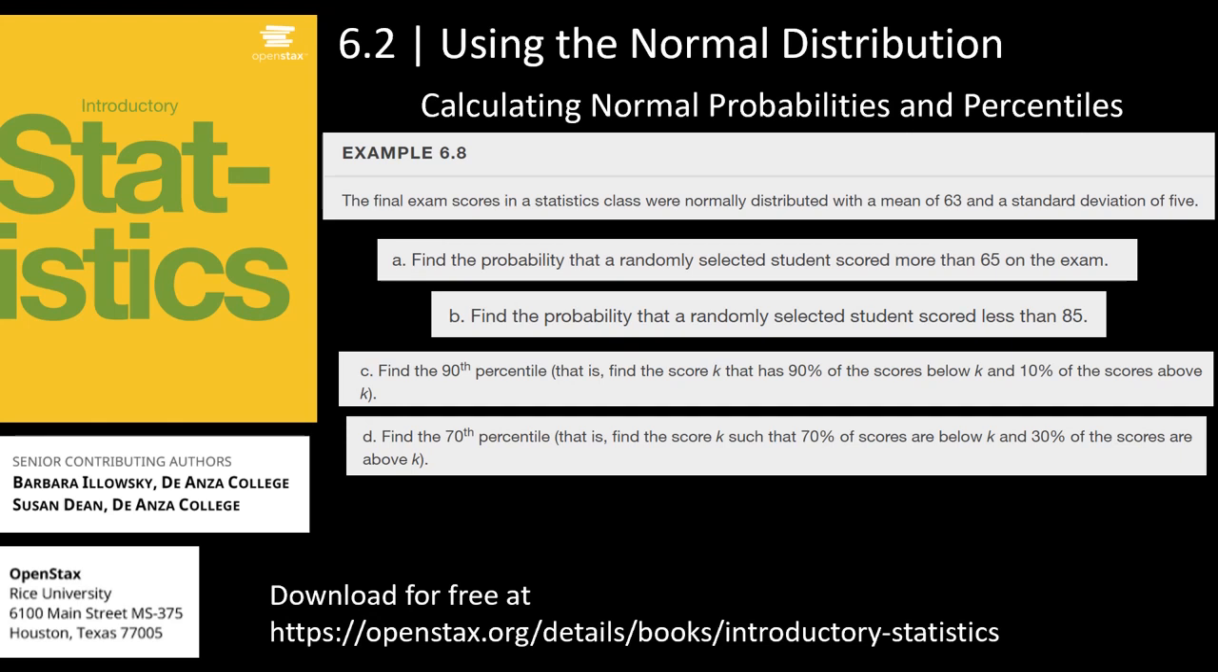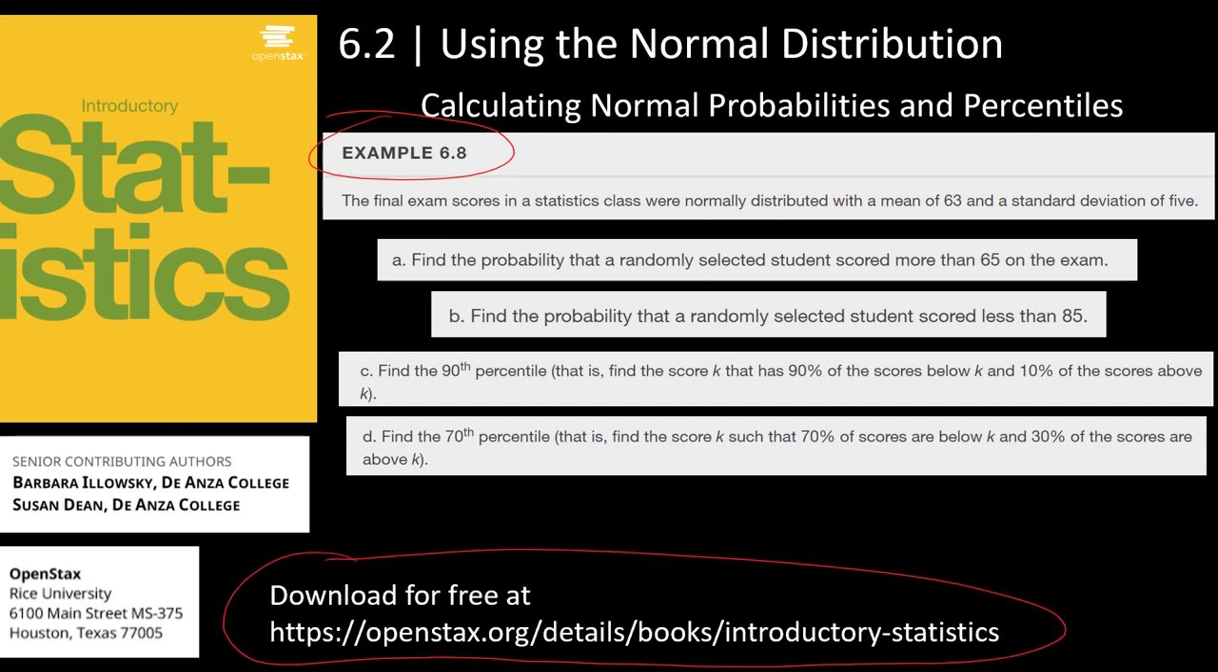All right, in this video, I'm going to be talking about how to calculate normal probabilities and percentiles. And I'm using an example 6.8 from the free online textbook, Introductory Statistics, available via OpenStax.